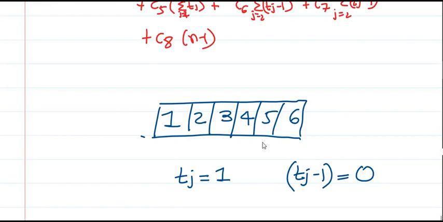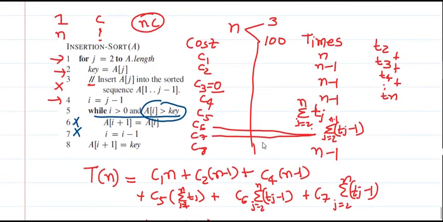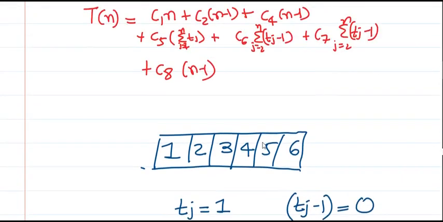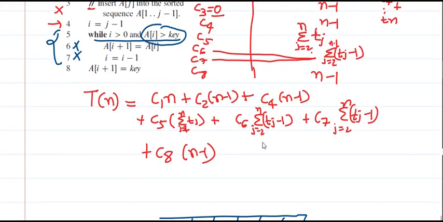Why is this the best case? It is not the best case because these elements are sorted. This is the best case because it is the best possible case we can get in terms of the minimum number of comparisons for the underlying while loop. So this is the best we can do with respect to line numbers 5, 6 and 7, the minimum number of comparisons. So we can substitute the value of Tj equal to 1 here, and then we can simplify this.